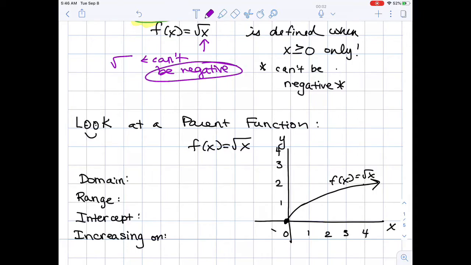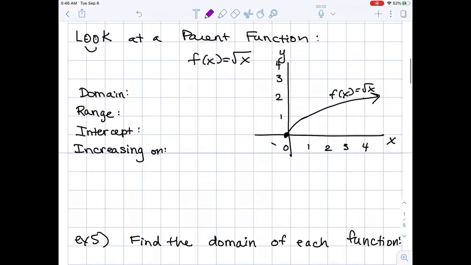So if it can't be negative, that means that x can only be positive or 0, which is what this means: when x is greater than or equal to 0, that means positive or equal to 0. So we know it's defined only when x is greater than or equal to 0, because it cannot be negative.